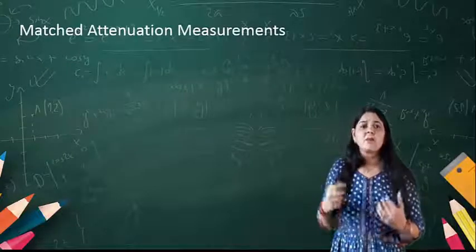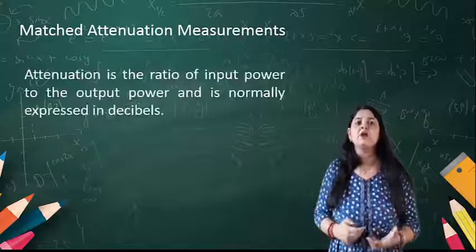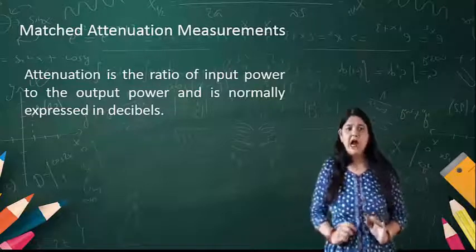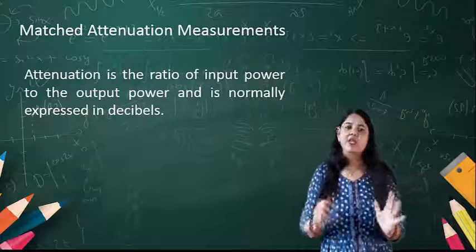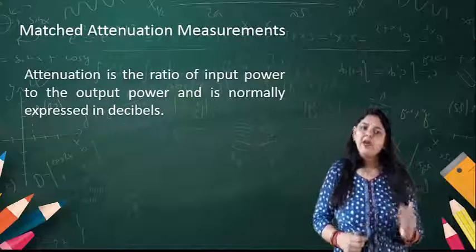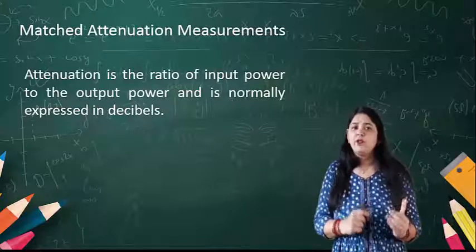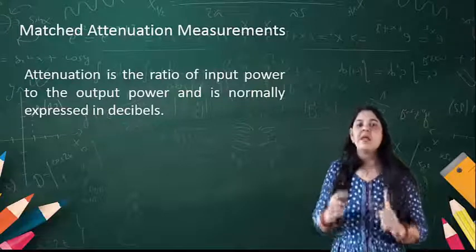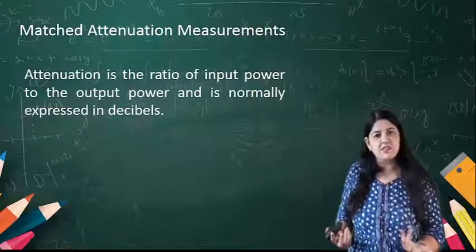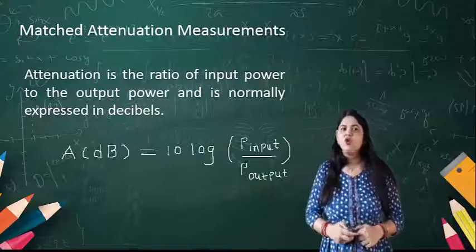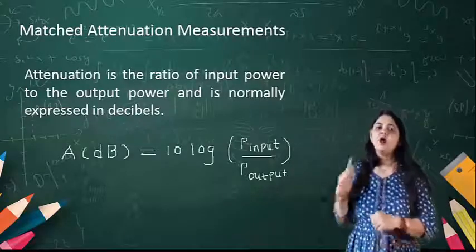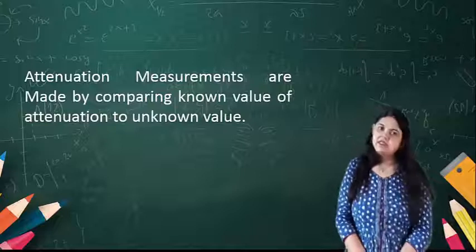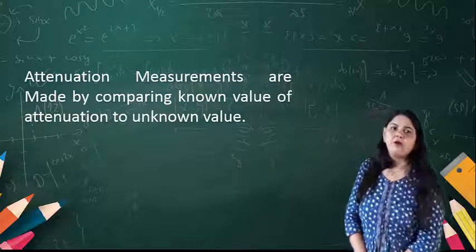So there is a method to measure the attenuation. How can we measure it? It is the ratio of the input power to the output power, expressed in decibels. When we apply the input signal and the output is the same as the input, there is no attenuation, and if there is a mismatch, attenuation will be there. So attenuation in dB is equal to 10 log of P input upon P output, the ratio of input power to output power.